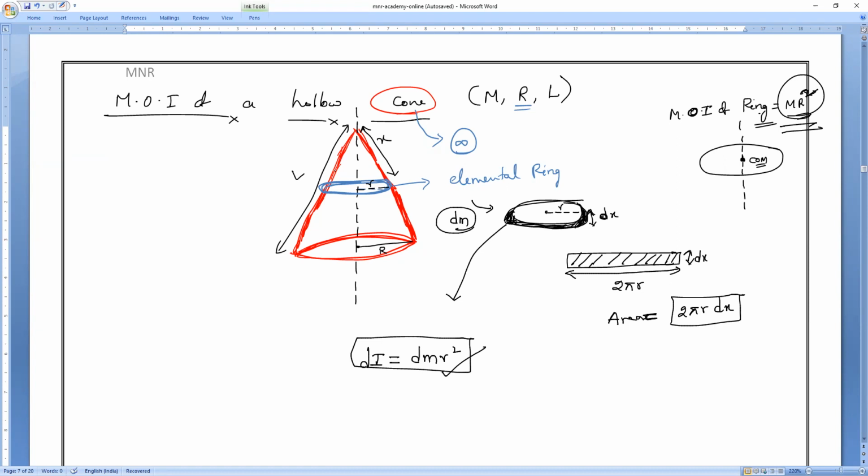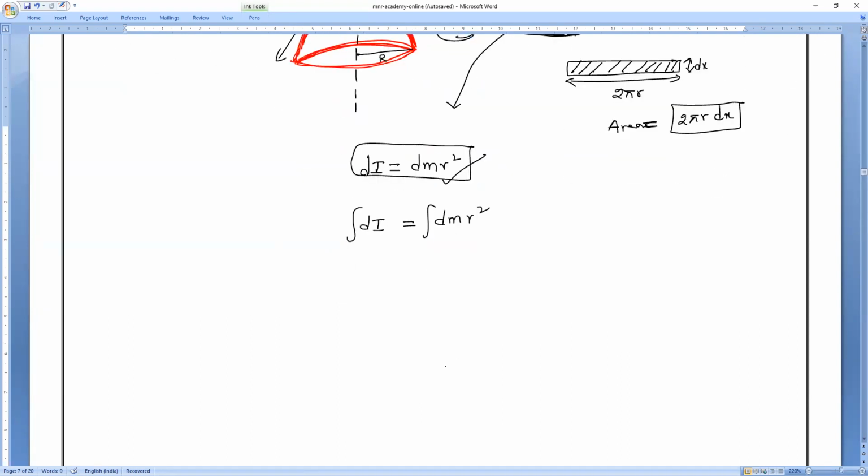So I can form many rings, either here or here or here. How many rings can I form? An infinite number of rings. So I will do the integration. Integration of dI equals integration of dm into r square. Everything here is fine.